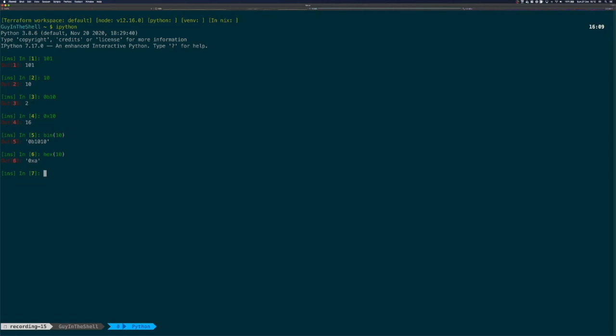Finally, we saw that we could use the int function to convert a non-prefixed string into a number. We saw that by default it uses base 10 to interpret the string. But we could give the base as the second parameter. So we could say interpret 10 as a base 2 number, in which case Python would tell us this is 2. Similarly, we can say interpret 10 as base 16, a hexadecimal number, in which case Python will tell us this is 16.